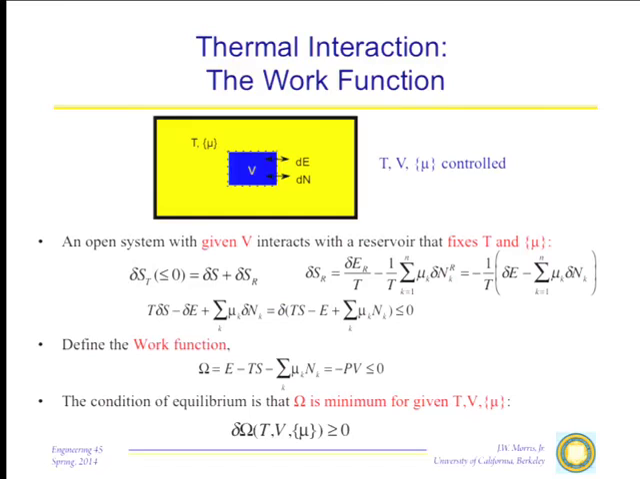Well, it's again convenient to turn it around and define what's called the work function, which is E minus TS minus the summation μn. We've taken the thermal energy out, if you want, and the chemical energy out. And this has to be a minimum. The variation has to be greater than or equal to 0. This is wrong. I'm sorry, there's an error on the slide. I'll fix it. This has to have a minimum value.